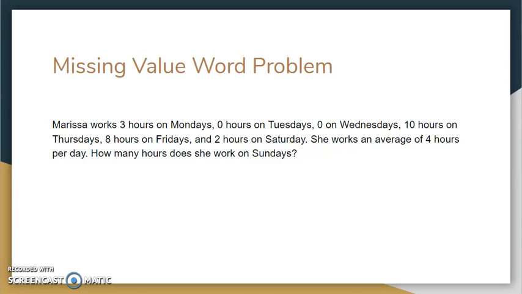Let's do a harder problem now. In this problem, we'll have to find a missing value. Marissa works 3 hours on Monday, 0 hours on Tuesday, 0 hours on Wednesday, 10 hours on Thursday, 8 hours on Friday, and 2 hours on Saturday. She works an average of 4 hours per day. How many hours does she work on Sunday?